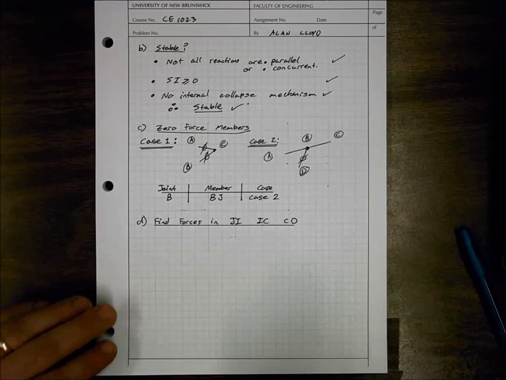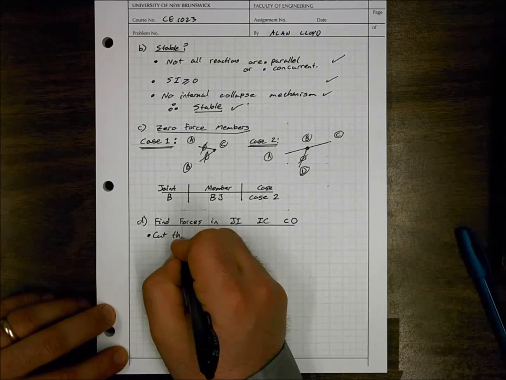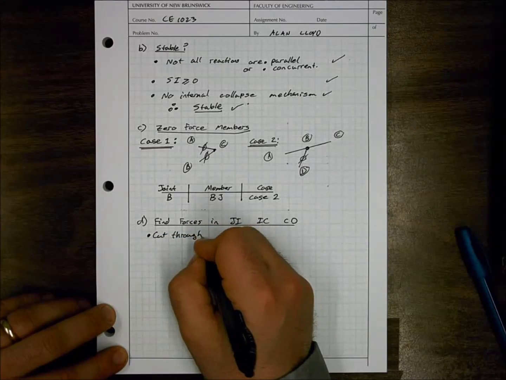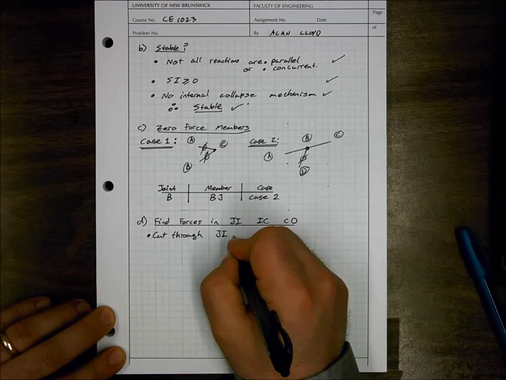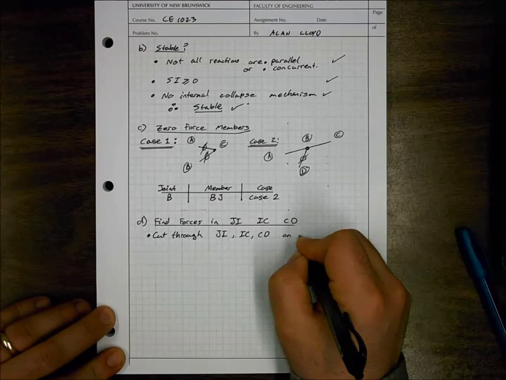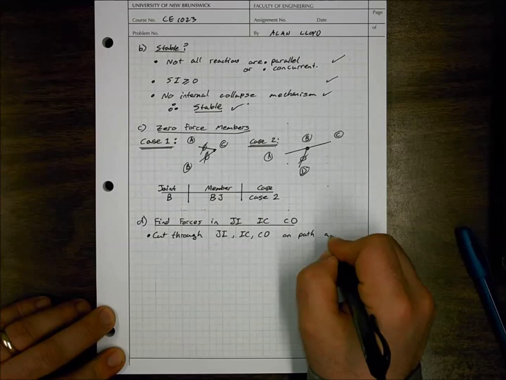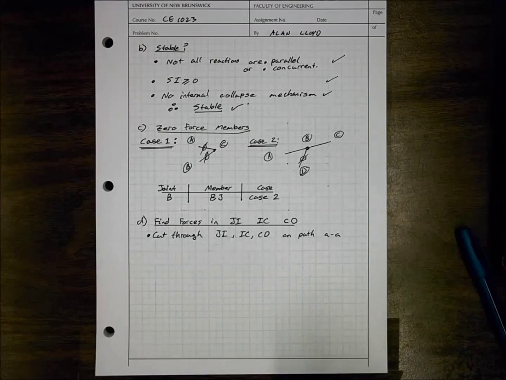So we will cut through JI, IC, and CD on path AA. And then we will draw our free body diagram.